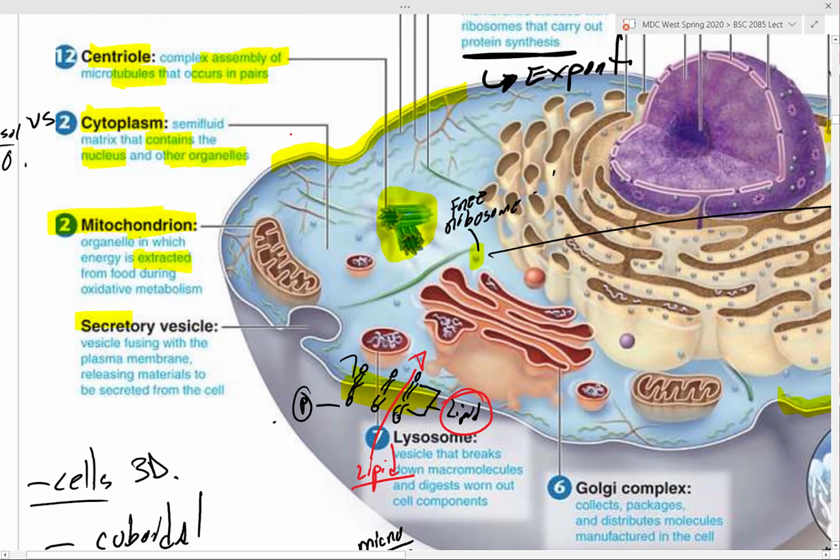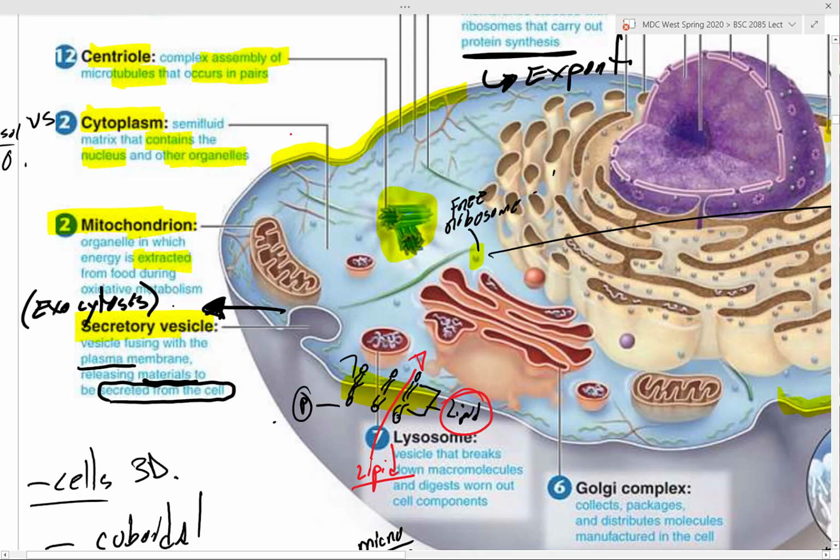Secretory vesicles. Anything that you don't want, what are you going to do? Excrete it. How are you going to excrete it? The process of excretion is known as what? There is one for inside the cells called what? Endocytosis. And the excretion is what? Exocytosis. Everybody got that? So endo, inside. Exo, outside. So these secretory vesicles, they don't only excrete the garbage or whatever byproducts you don't want, but they also fuse with the plasma membrane and release material to be secreted from the cell. So that quite means garbage.